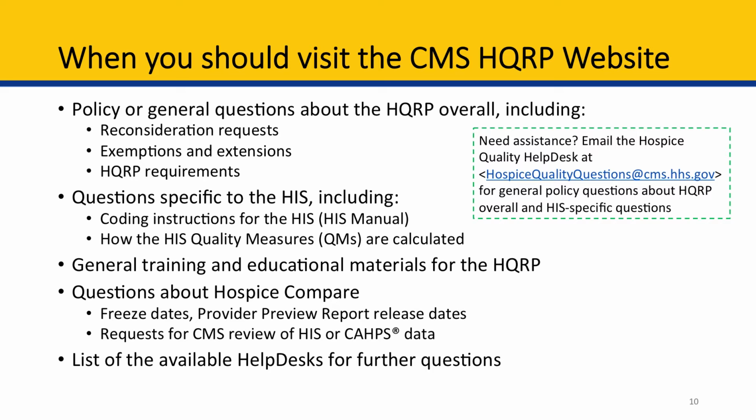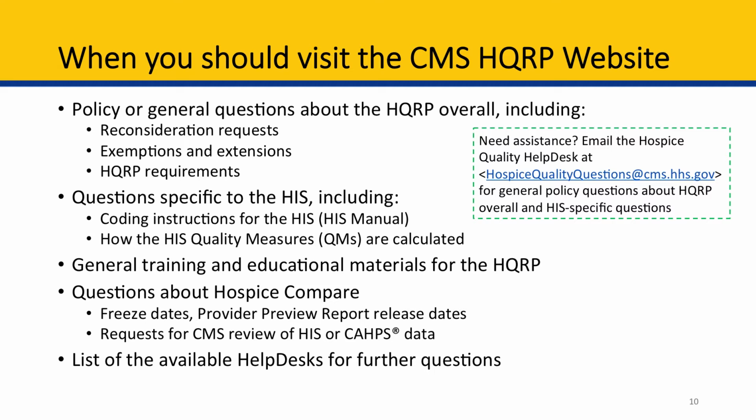First, you should go to the CMS HQRP website when you have policy or general questions about the HQRP overall. The CMS HQRP website is also your source of information for HIS data collection, including coding instructions for HIS items and how the HIS quality measures are calculated. You can also find helpful training and educational materials on the CMS HQRP website, including a training and education library where you can access past training events to view on demand.